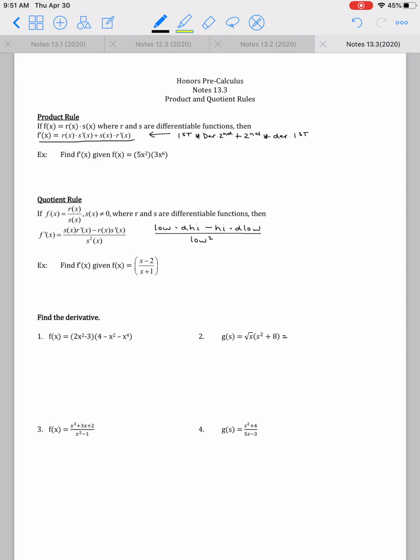We're going to continue talking about derivative rules. So, a big relief, no more limit-based stuff. But anyway, today we're going to focus on the product rule and the quotient rule.